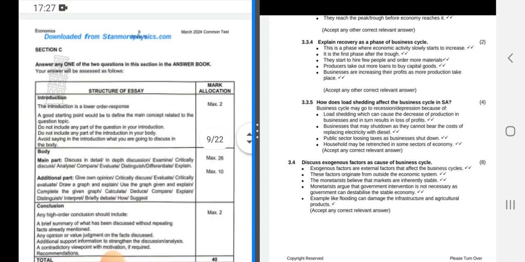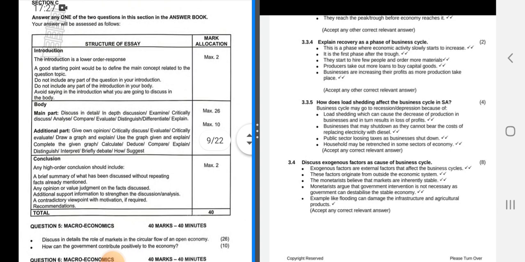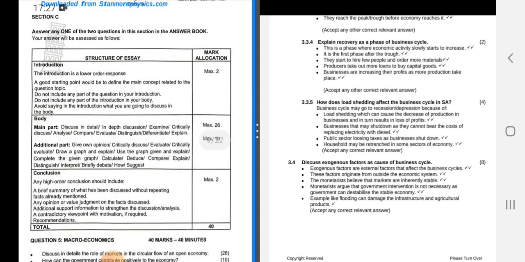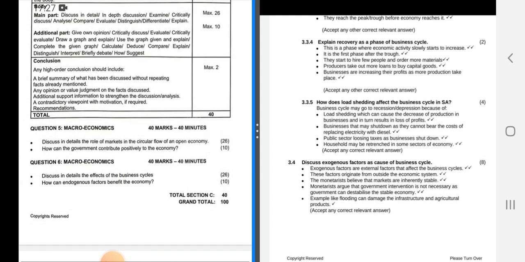Any other relevant answer? Okay, so we are in section C. We have 2 questions and you have to answer 1. Answer any one of the 2 questions in this section in this answer book. So we need to have an introduction, a body, and a conclusion. Here are the 2 questions: question 5 and question 6. Question 5 is macroeconomics. Question 6 is still macroeconomics.